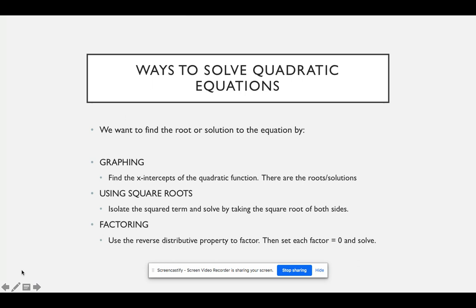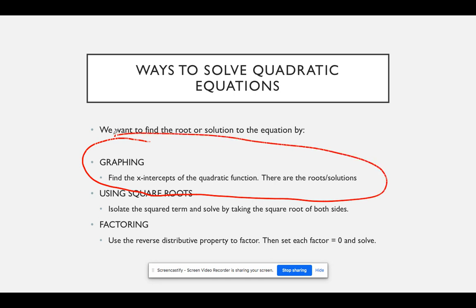So here you can see the steps for solving by graphing. We've got find the x-intercepts of the quadratic function. So basically where that graph crosses the x-axis, those are called our roots or solutions. We can also solve quadratics by taking square roots. We're going to learn about that later this week. And then we can solve by factoring, which we will learn about the following week. So you'll see the instructions for using square roots and factoring in future sets of notes.